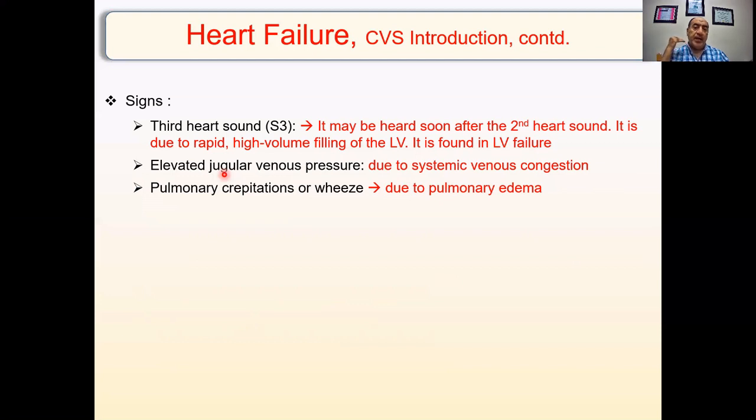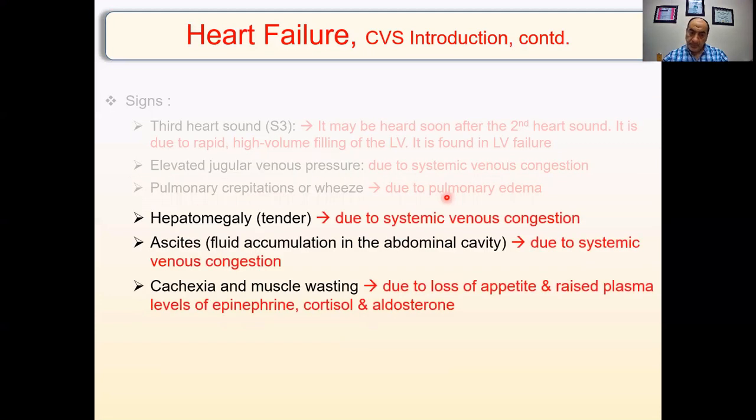Elevated jugular venous pressure, again due to systemic venous congestion. Pulmonary crepitation or wheeze due to pulmonary edema. Hepatomegaly due to systemic venous congestion. All of these are coming because there is some stagnation, some traffic jam at the heart level, so everything will have congestion. Ascites, fluid accumulation in the abdominal cavity due to systemic venous congestion.